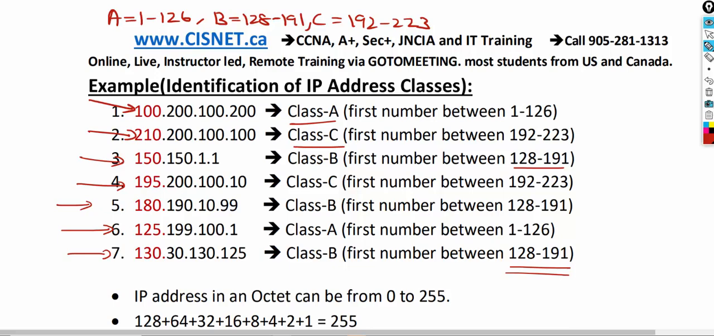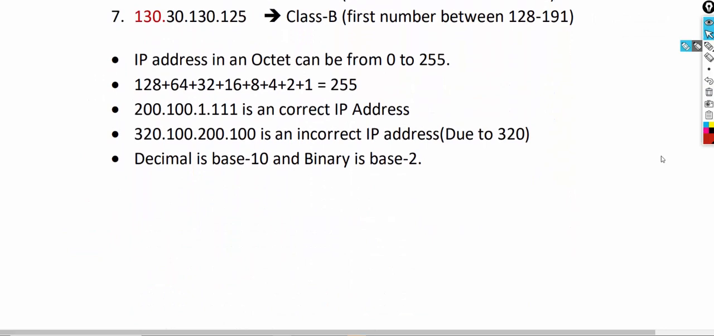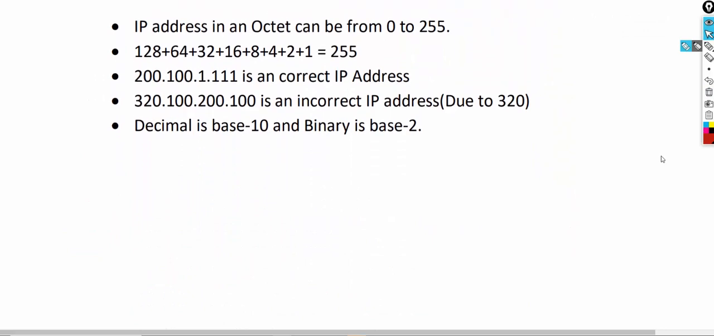Okay. So now some facts of IPv4 addressing. An IP address, we know, can be 0 to 255. The reason is that if you put 0, it becomes 0, and if you put 1 everywhere, it becomes 255. So IP addressing cannot be more than 255. For example, 200.100.1.111 is a correct IP address because everything is less than 255. On the other hand, this is an incorrect IP address because there is a 320.